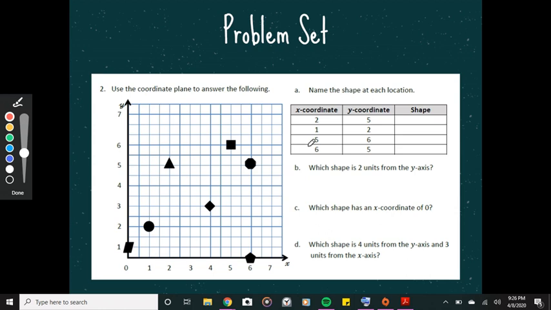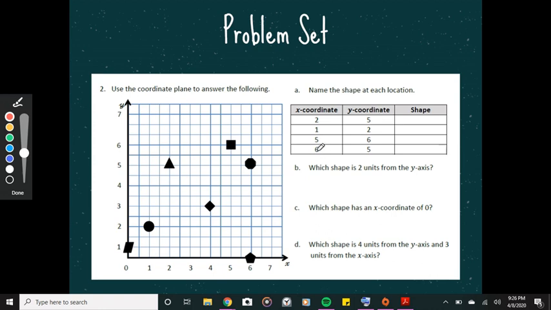All right, if I look at coordinate x5, this is the line up here, and y6, that gives me a square. So the shape for this one would be a square, which is also known as a quadrilateral, which is what we went over right before we left.